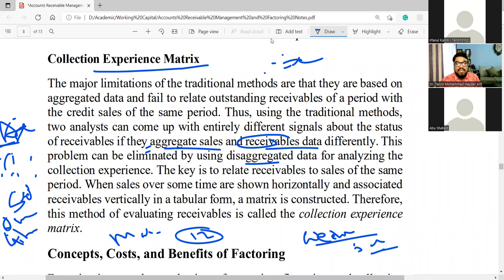So why is this simple, but why is this called metrics? Because we present it in a metrics. You see what we do when sales over some time are shown horizontally and associated receivables vertically in a tabular form, then it looks like a matrix. And that's why this is called collection experience matrix. Now you see how it works.